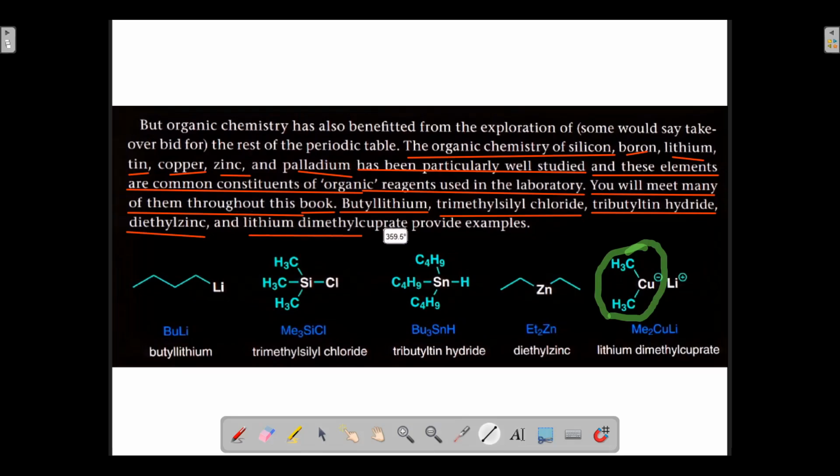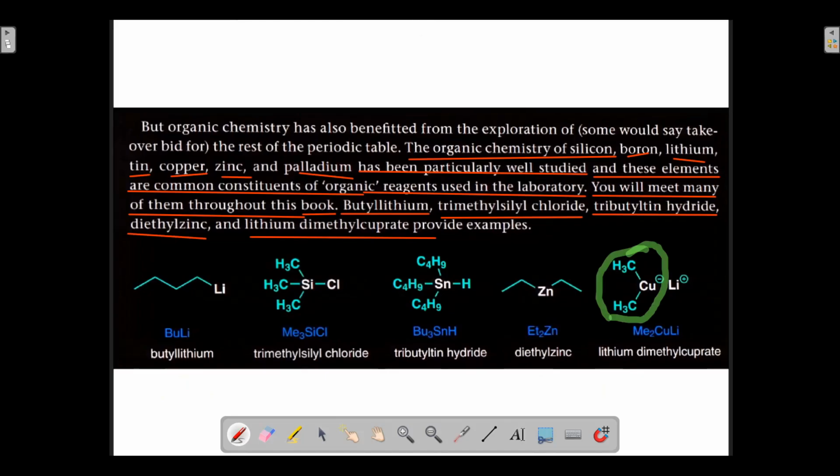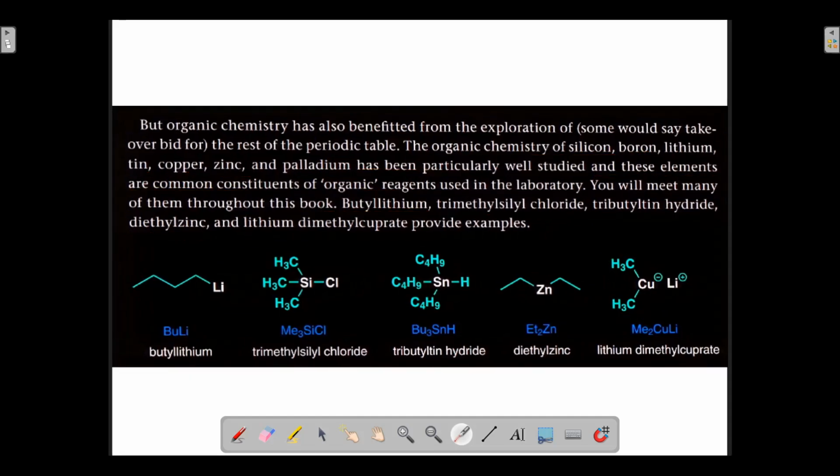So this is another example. These are some examples of organic compounds which are relatively new, have been obtained later on, and contain elements other than these common elements. Those have also been discovered, and those also we are going to study as we move further in this book. So this is all about today's class.